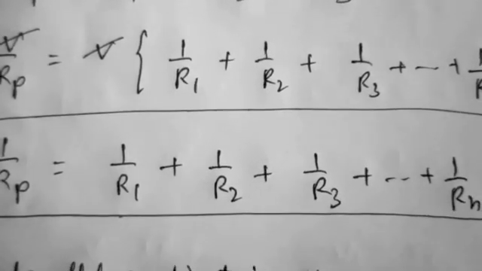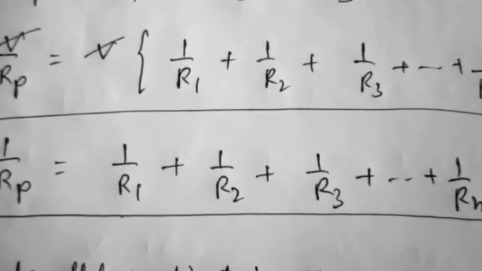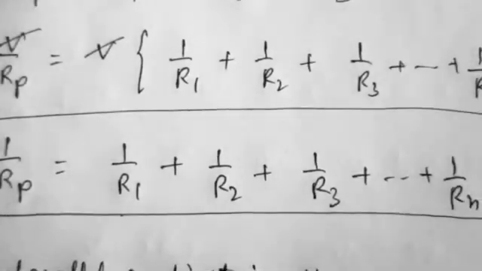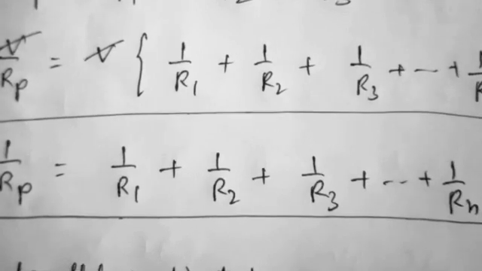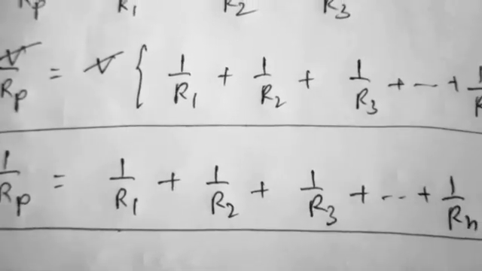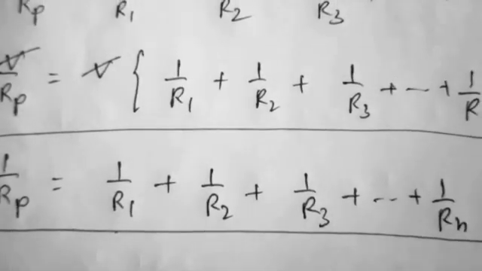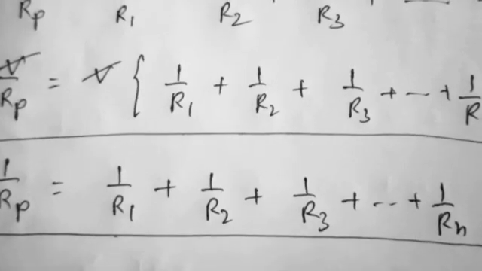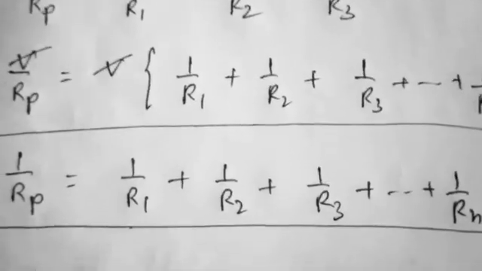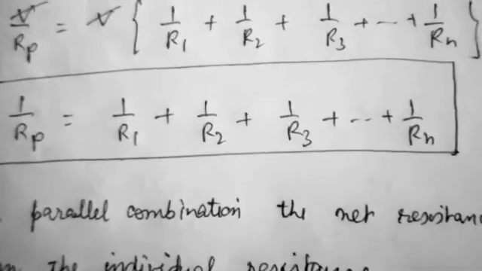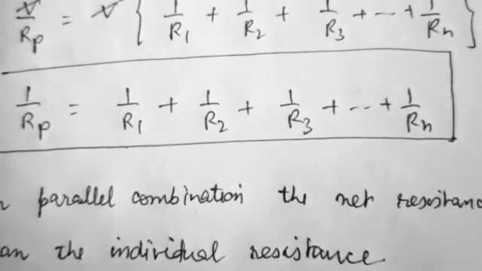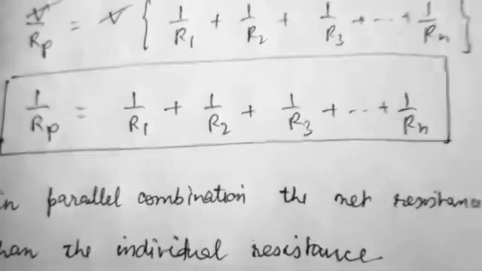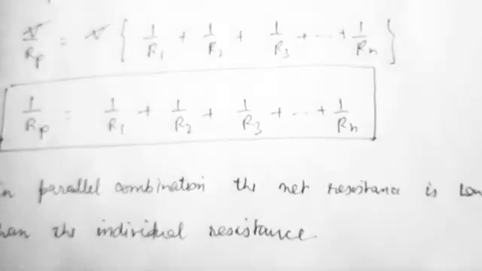And whenever we find this kind of resistance, after finding 1 upon R1 plus 1 upon R2 plus 1 upon R3, we try to find the Rp. So we have to change that denominator into numerator, so we do the inverse. So the overall resistance becomes less. So in parallel combination, the net resistance is always lesser than the individual resistances.